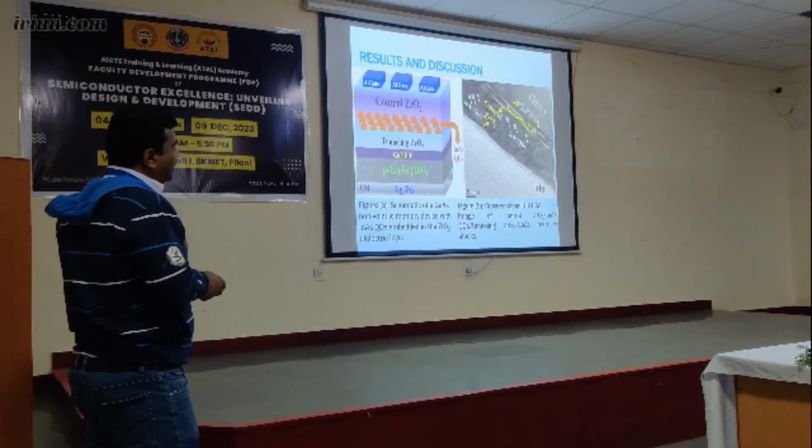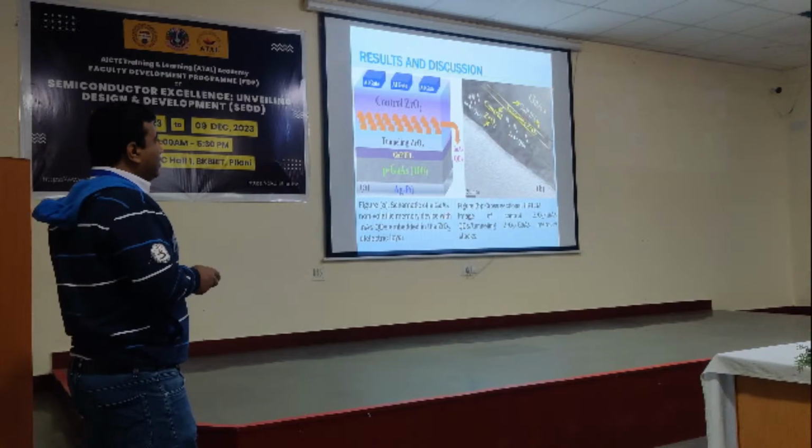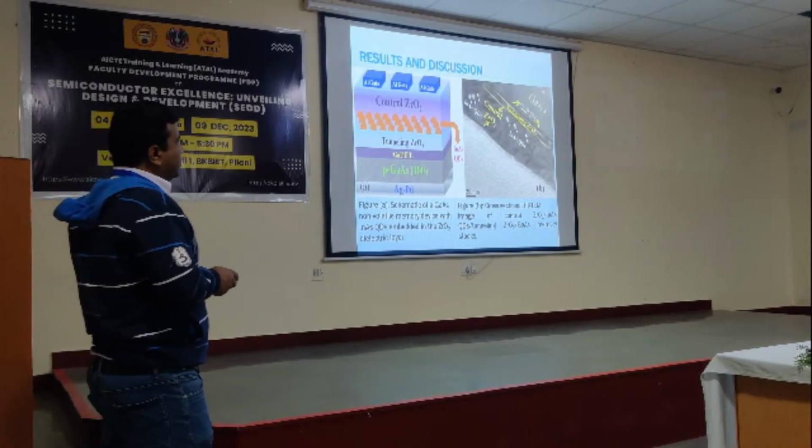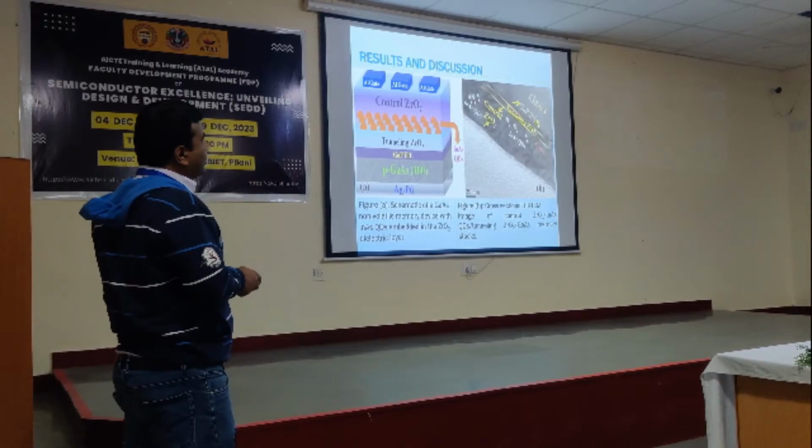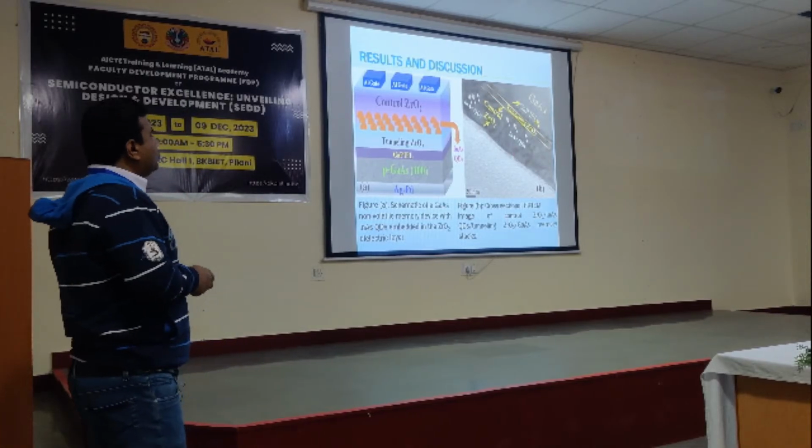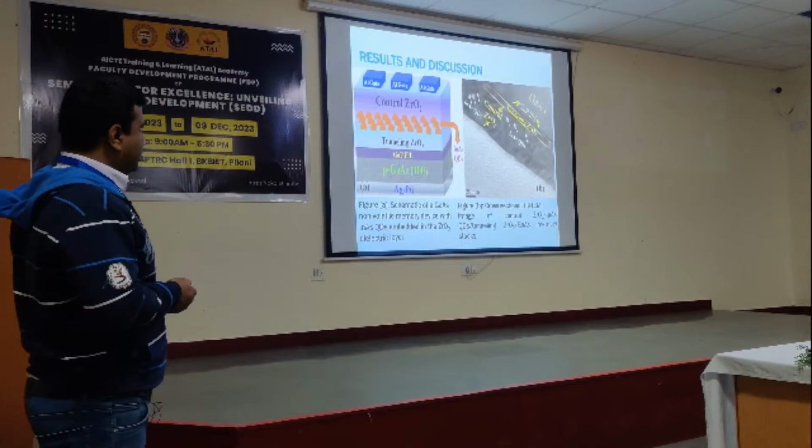And you see all the successive layers are present there in the cross-sectional HRTEM images. This is gallium arsenide, this is gallium phosphide, all present layer by layer. So this also ensures the formation of the structure.